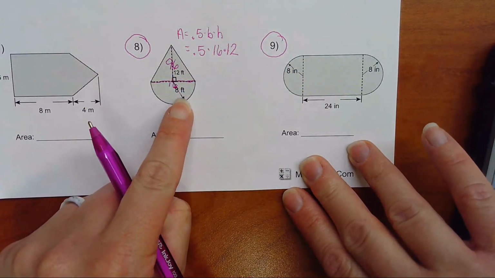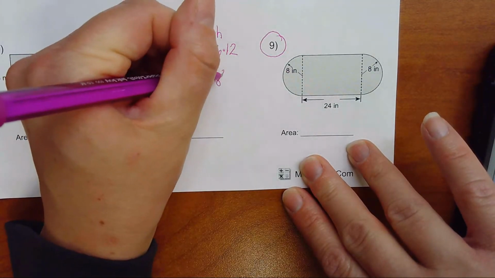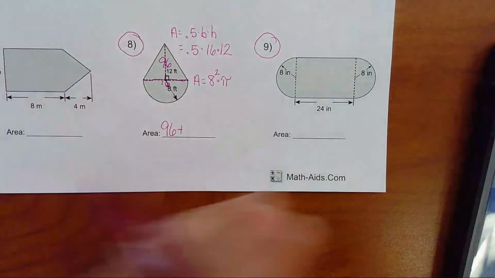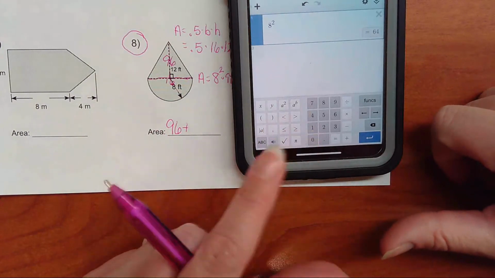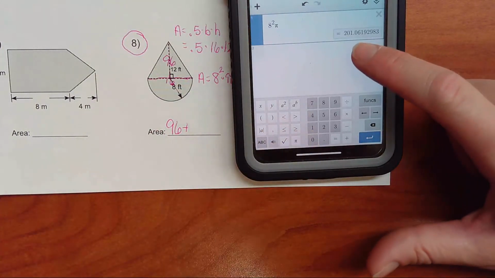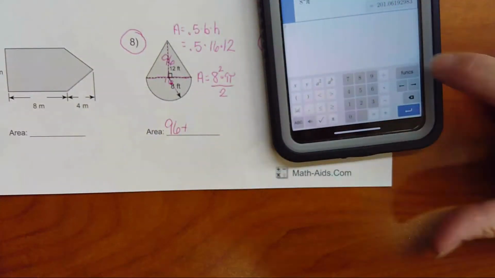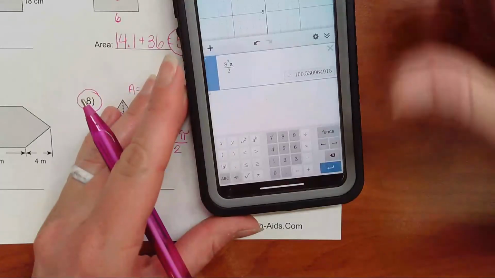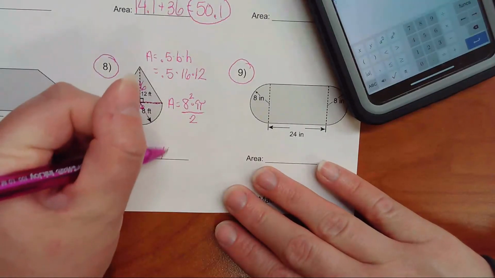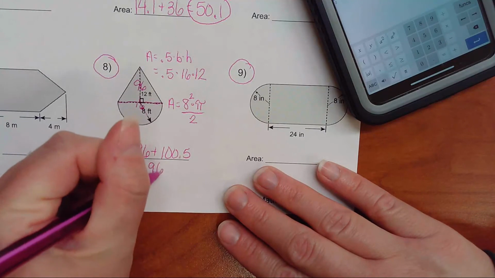Now we need to do the area of the semicircle here. So we take the radius, square it, times pi. So we take 8 squared pi, and that gives us a really big number, but it's only half a circle, so then we're going to divide by 2. And we get 100, oops, you can't see that, sorry. You get 100.5. So the semicircle here is 100.5. So you add them together, that's an easy one, 196.5.